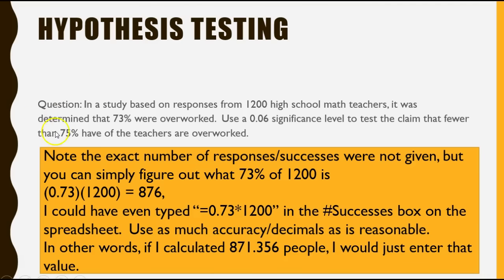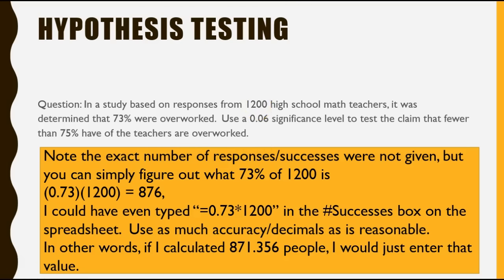All right, let's look at another one. In a study based on responses from 1,200 high school math teachers, it was determined that 73% were overworked. Use a 0.06 significance level to test the claim that fewer than 75% of the teachers are overworked. Note the exact number: they don't tell me how many teachers out of the 1,200, but they tell me 73%.